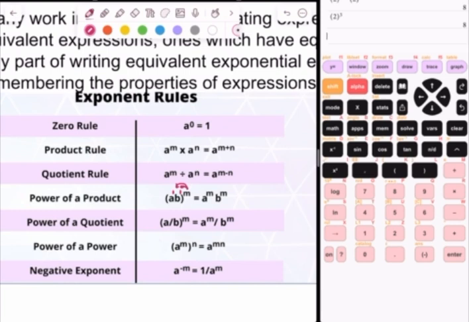If you had a power of a quotient rule, that would just say that you're giving each thing in a fraction the exponent that's on the outside. Power of a power rule, we multiply that on the outside. And the negative exponent law says if you have a negative exponent, you could bring that value to the bottom of a fraction and make the exponent positive. There will be a video posted on reviewing exponent laws if you need to see that.